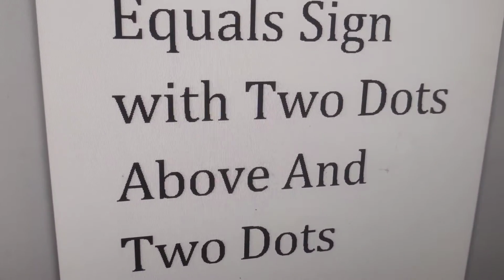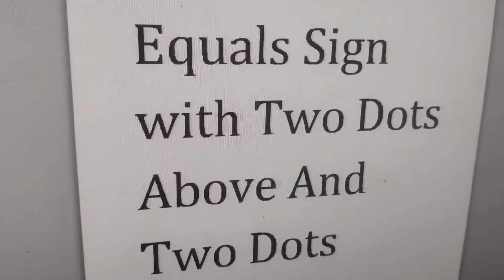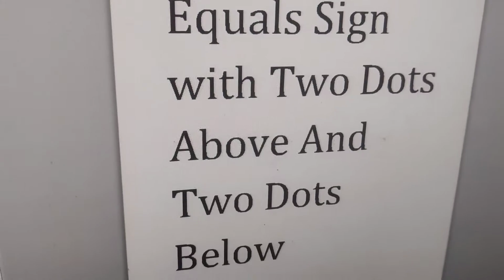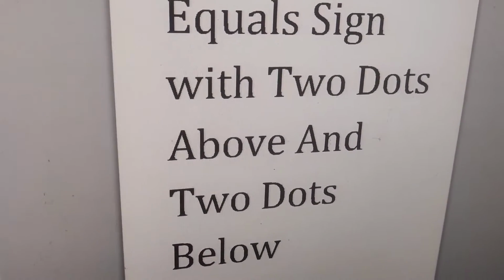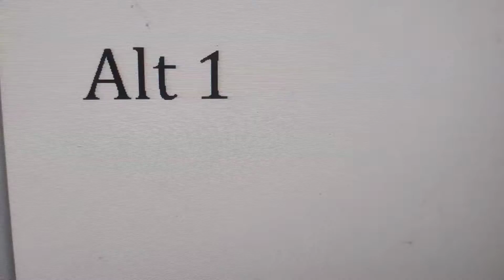So in this video we discuss how to create the equal sign with two dots above and two dots below. For creating this symbol on your Windows computer, you must open MS Word, that is Microsoft Word, and after that you must remember this keyboard shortcut: Alt 10871. Okay, I'll show you how to create this.